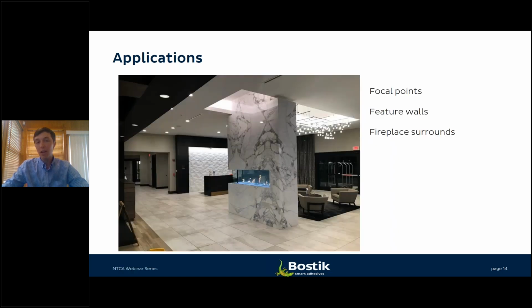So you also see applications of gauge porcelain tile as focal points and feature walls in applications in interior design, as well as some in exterior. You'll find fireplace surrounds like what's shown here on the screen, as well as this is being used as a focal point and really a place to emanate class, high-end design, as well as craftsmanship.